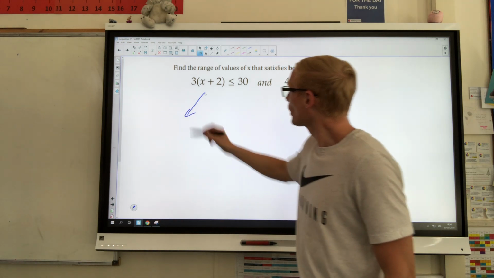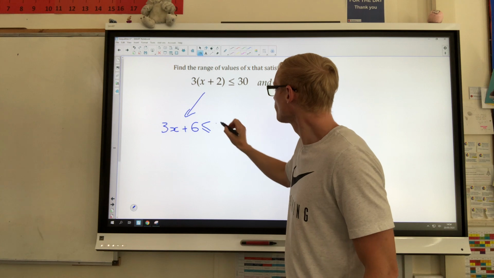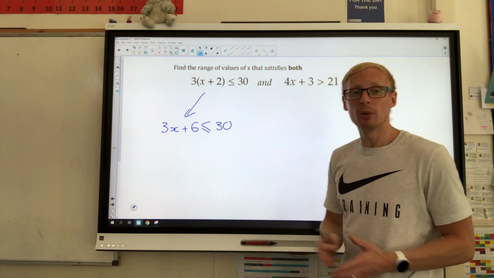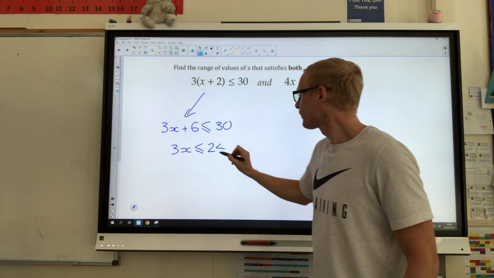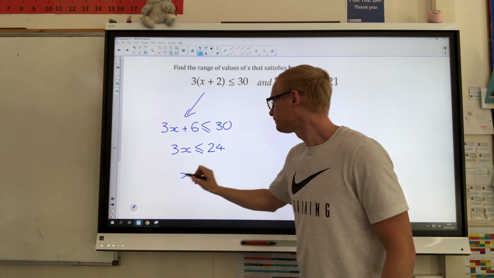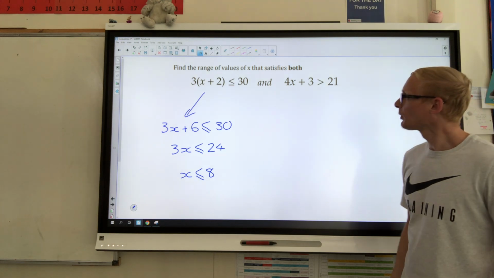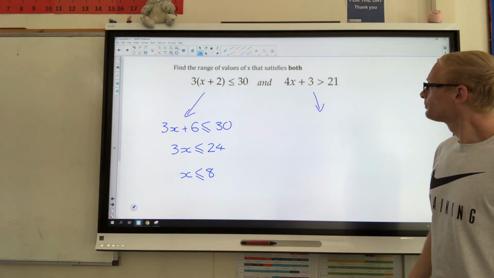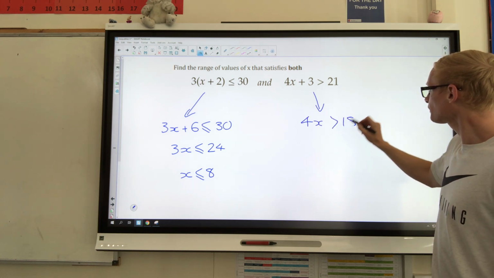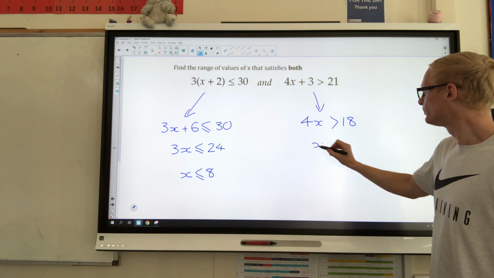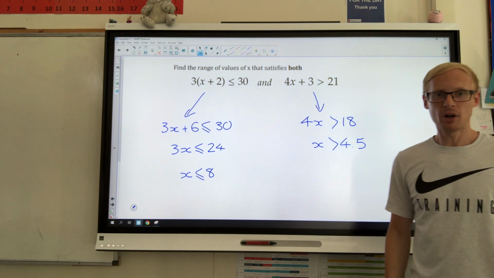So if we look at this one, we'd be looking to expand the bracket first. And then solve that as you normally would do. So subtract 6 from both sides. Divide both sides by 3. And we've got a solution of x is less than or equal to 8. Now we're looking to do the same sort of thing with this one. So I would subtract 3 from both sides. And then divide both sides by 4. And we've got x is greater than 4.5.